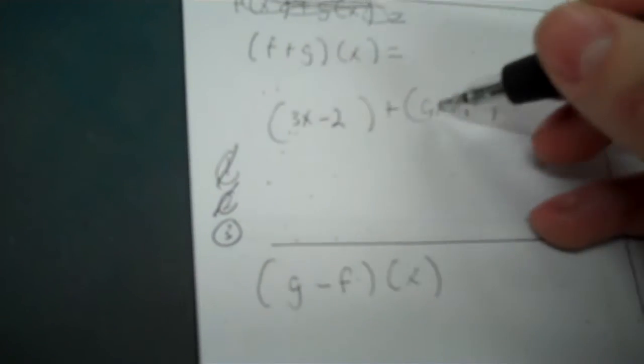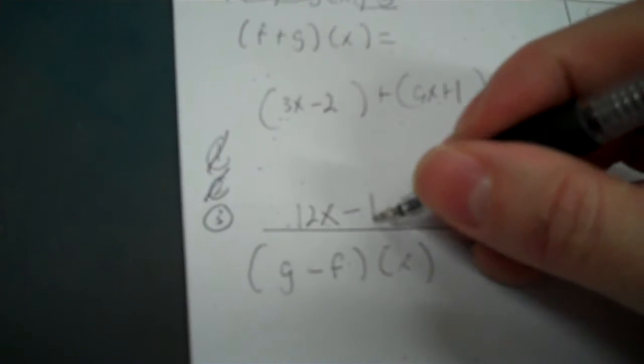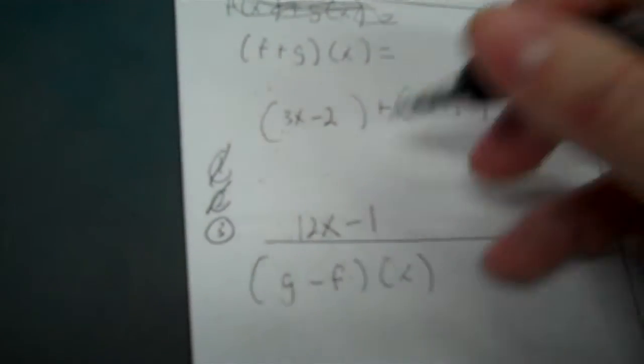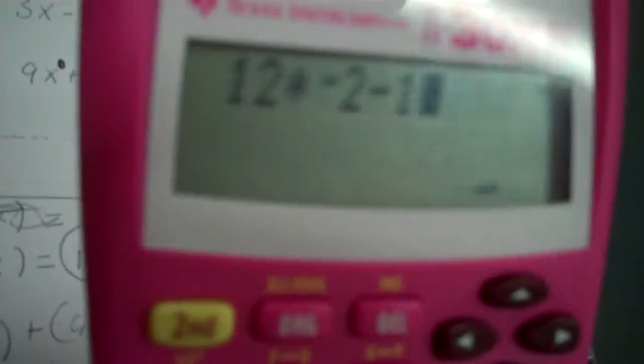And then here you just add your x's, that'd be 12x, and add your constants, negative 2 plus 1 would be negative 1. So come up here and just put 12x minus 1. Circle it. So f plus g of x equals that. F plus g of negative 2 means just put negative 2 in for the x. So we got 12x minus 1. I put a negative 2 here, and I take 12 times negative 2 minus 1. Negative 25.